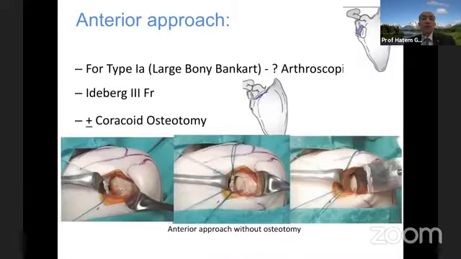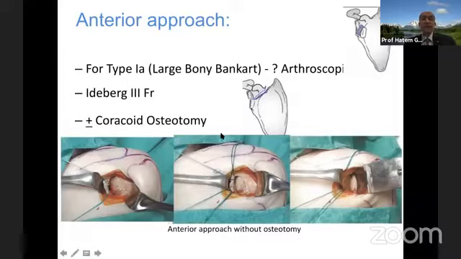So we also have the anterior approaches. Now for type 1, that was described, which is the anterior bony Bankart, but now we can think of doing that arthroscopically. You can also use it for a type 3, which is the superior glenoid fracture, the Ideberg type 3, with or without coracoid osteotomy.